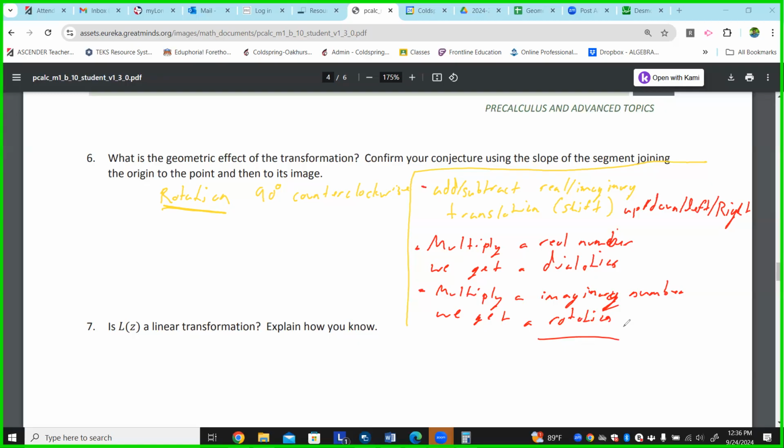Dividing is the same thing as multiplying by a fraction. So it depends on what you're dividing by. If you're dividing by a real number, you're still multiplying by a real number, just in fraction form. So for instance, if I divide by 2, I'm still multiplying by 1/2. Vice versa, if I'm dividing by i, if I do the multiplicative inverse, I'm technically multiplying by negative i. So I'm still going to have a rotation.